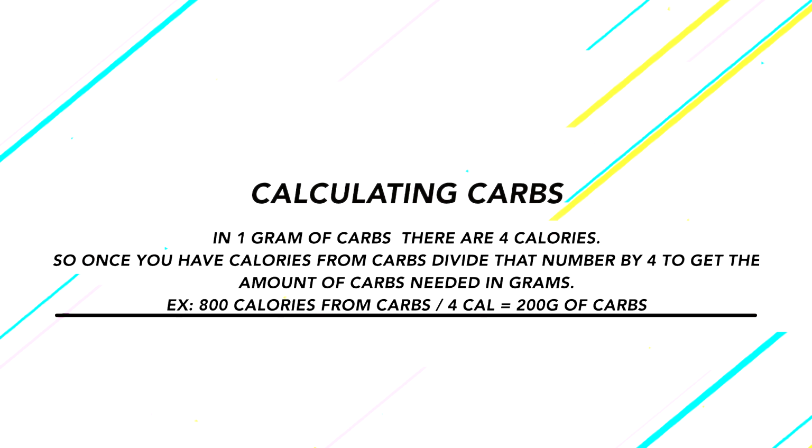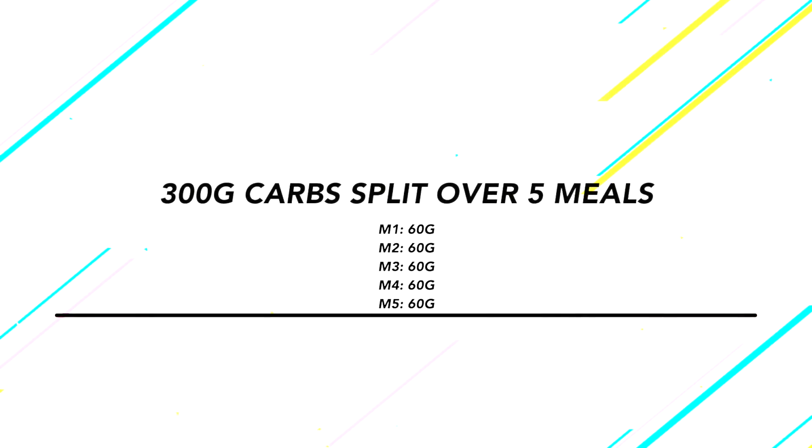Now that you have that, you can play with it a little bit. Let's say you have 300 grams of carbs. Sorry, messed up there. 300 grams of carbs, and you split them through 5 meals. That gives you 60 grams per meal.